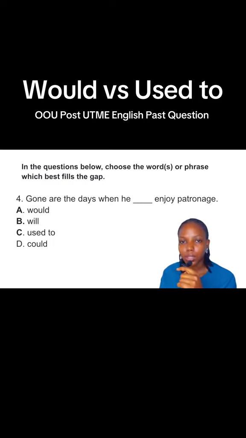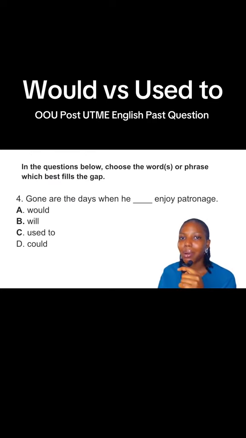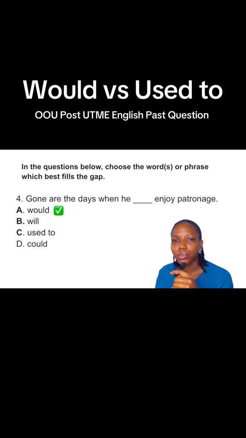Now if you take a look at this sentence, you see gone are the days when. Okay, would works perfectly here because it is connected to a specific time in the past. The days when is a specific time in the past. So we could decide to remove gone are the days when, and then we would have he used to enjoy patronage, which makes a lot of sense and it's okay. But in this sentence, would is the best answer because of the time reference.